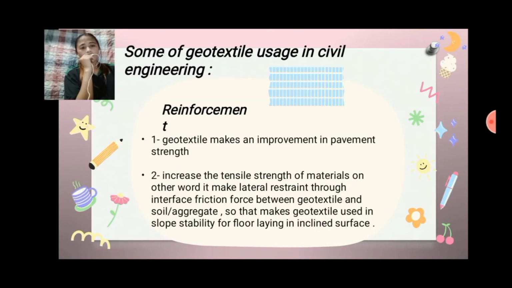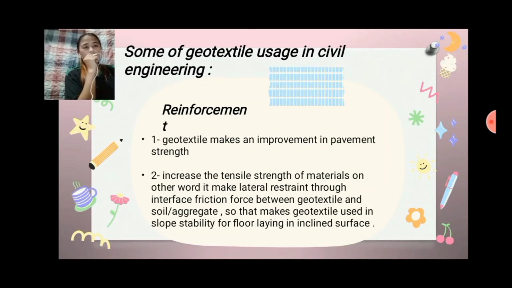And the other one is reinforcement. Geotextile makes an improvement in pavement strength. Second, it increases the tensile strength of materials. In other words, it provides lateral restraint through interface friction force between geotextile and soil or aggregate, so that makes geotextile useful in slope stability, for floor laying and inclined surfaces.